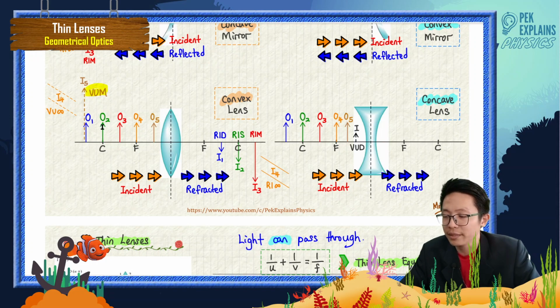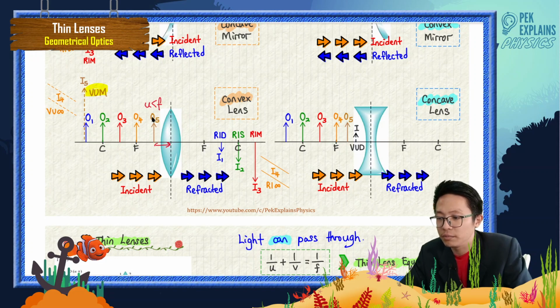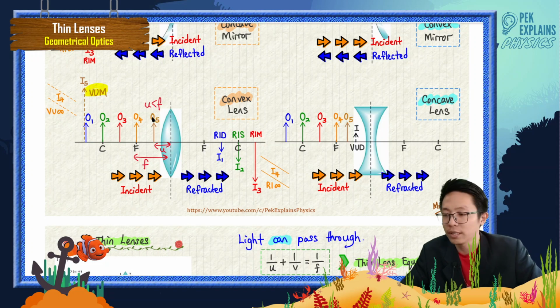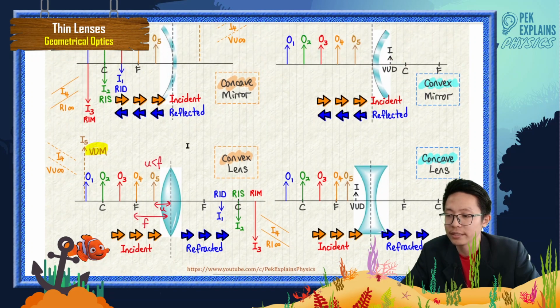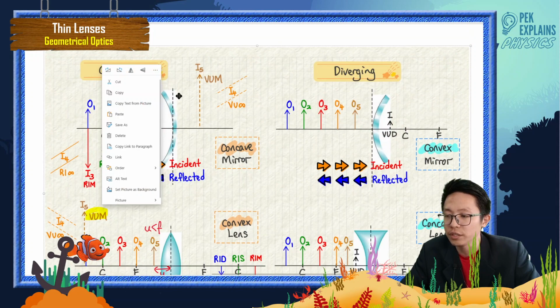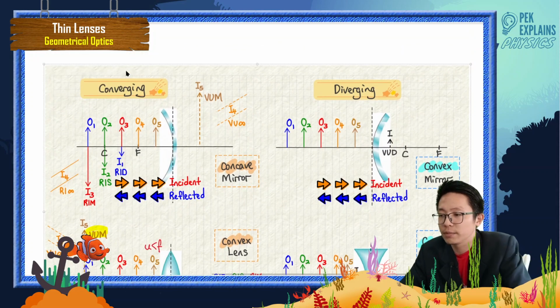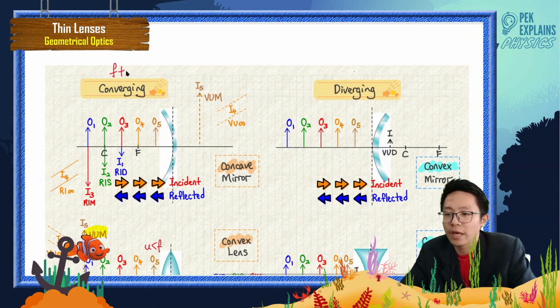When do we find Voom? That means the object distance must be less than the focal length. This is the object distance. This is the focal length. The u must be less than f to form the Voom for a convex lens. This is a biconvex lens. It's converging. Converging means f must be positive, diverging means f must be negative.